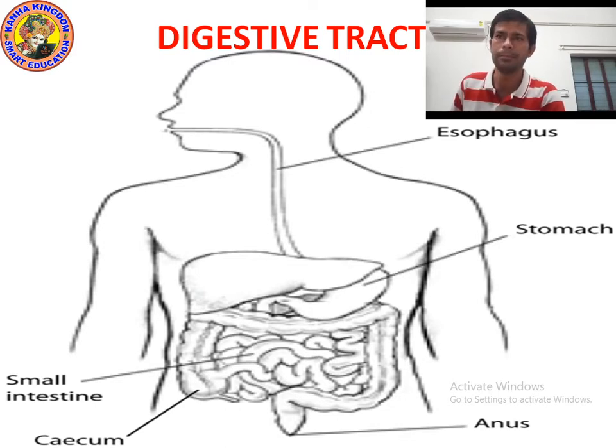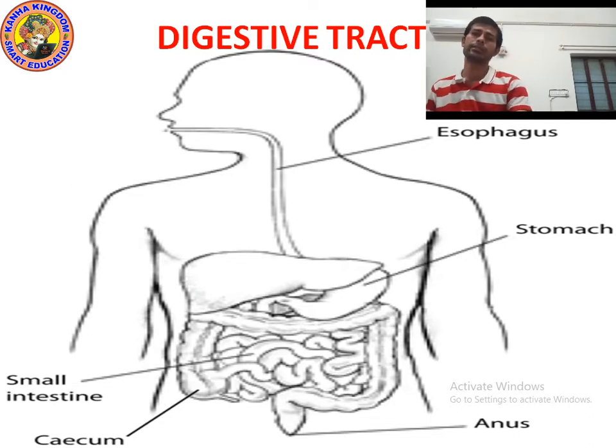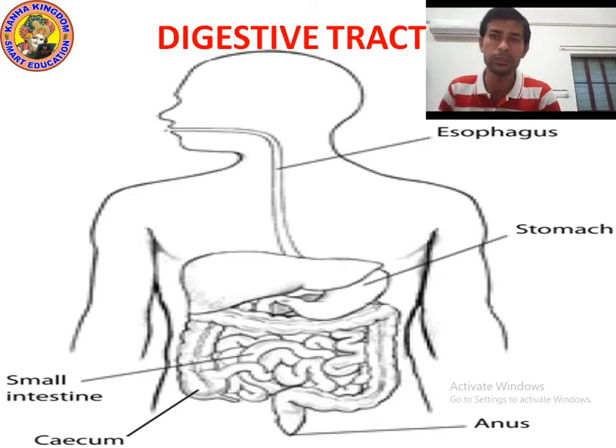Next is the caecum, and small intestine and large intestine are also included. I did not write large intestine here, but large intestine is also a part. Caecum is actually attached to the large intestine. C-A-E-C-U-M, check out the spelling. Next is anus. Yes, these are the main parts of the digestive tract.